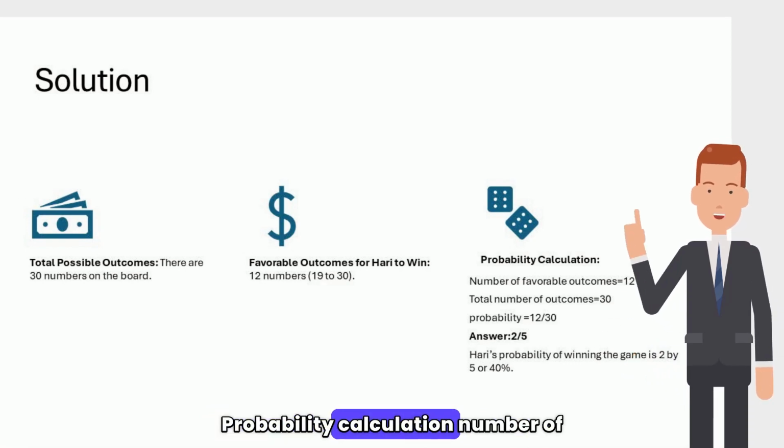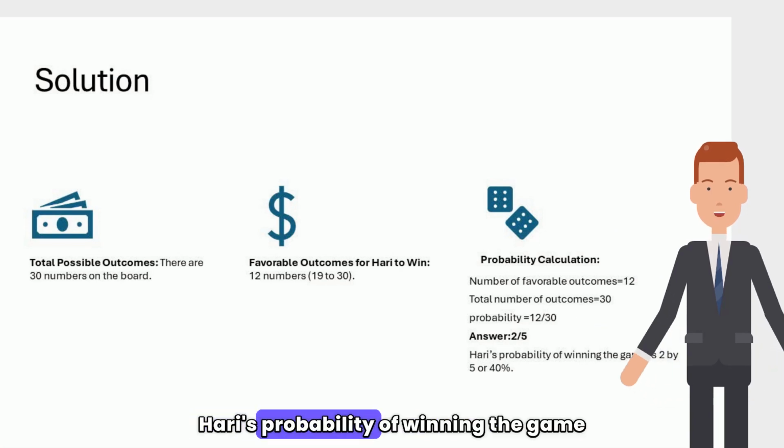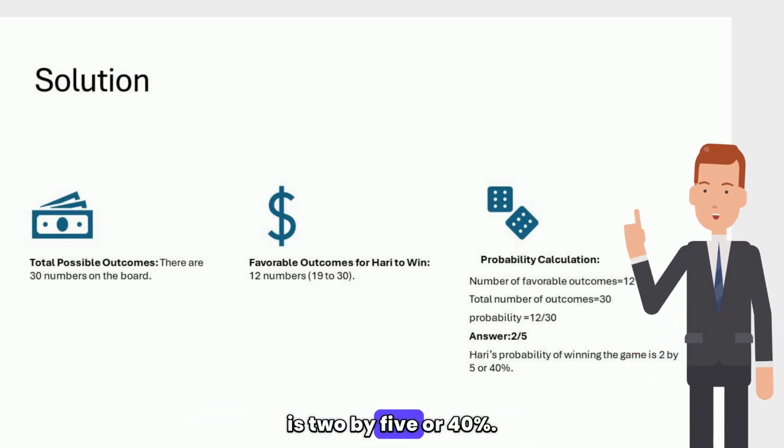Probability calculation: number of favorable outcomes equals 12, total number of outcomes equals 30, so probability equals 12/30. Answer: 2/5. Hari's probability of winning the game is 2 by 5 or 40%.